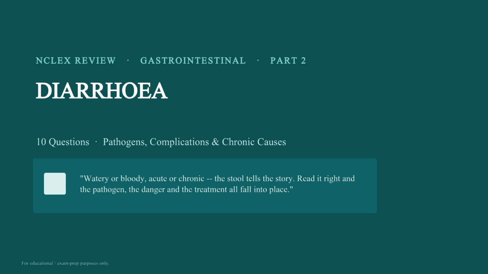This is Diarrhea, Part 2: Pathogens, Complications, and Chronic Causes in 10 in-depth scenarios. We'll cover cholera, dysentery, C. difficile, and giardia, the electrolyte and acid-base problems, when to avoid antimotility drugs, traveler's diarrhea, celiac disease, and the WHO rehydration plans. Read each case, weigh all four options, pause to choose, then check your reasoning.